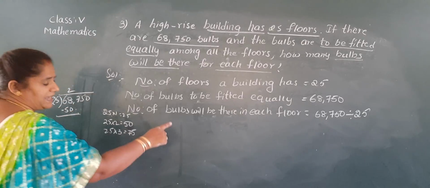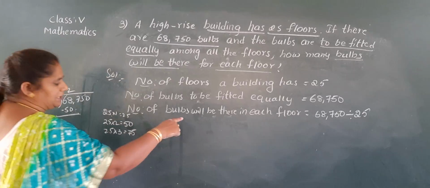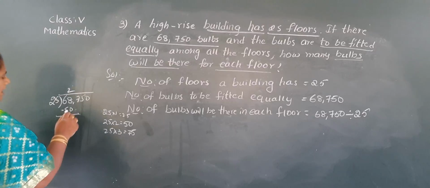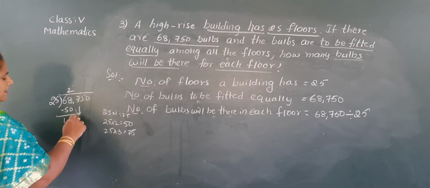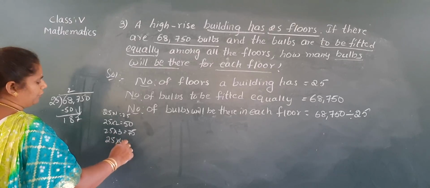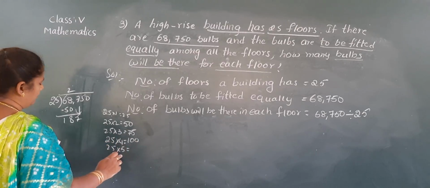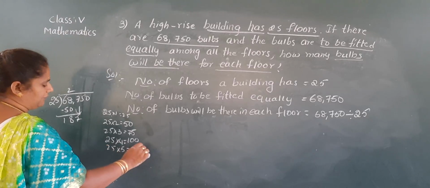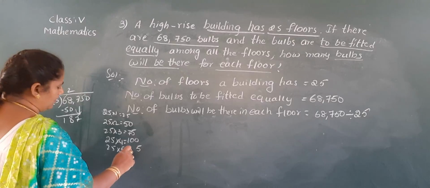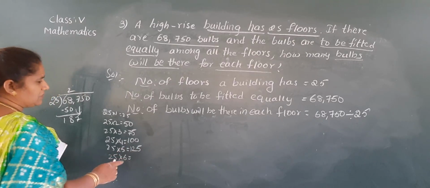See children, this space is not enough for that. So I will write here, but you have to continue the division here itself in your notebook, okay? And 8, 1, now take down 7, 187. 25 into 4, 100. 25 into 5, 5 fives are 25, 2 in hand, 5 is down. 5 twos are 10, 11, 12.